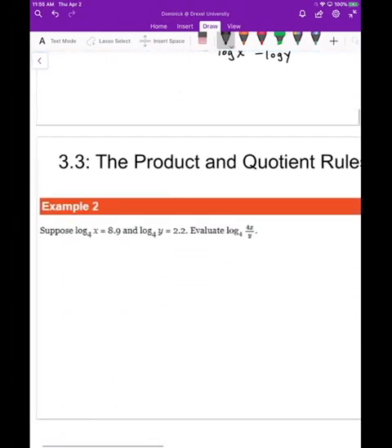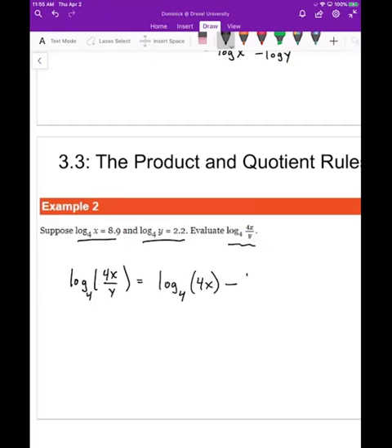Okay, so with that in mind, suppose that log base 4 of x is 8.9 and log base 4 of y is 2.2. We're going to use that information to evaluate log base 4 of 4x over y. First of all, by the quotient rule, we can break this into log base 4 of the thing on top, the 4x, minus the log base 4 of y. All right, but we can take this a step further, because what can we do with this piece? Of course, we can break that up using the product rule. So this is log base 4 of 4 plus log base 4 of x, and then the minus log base 4 of y that we had before.